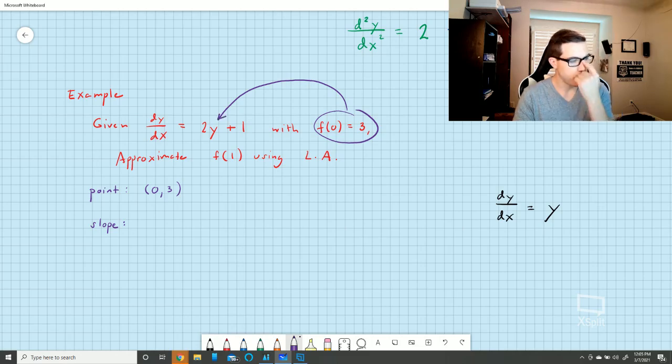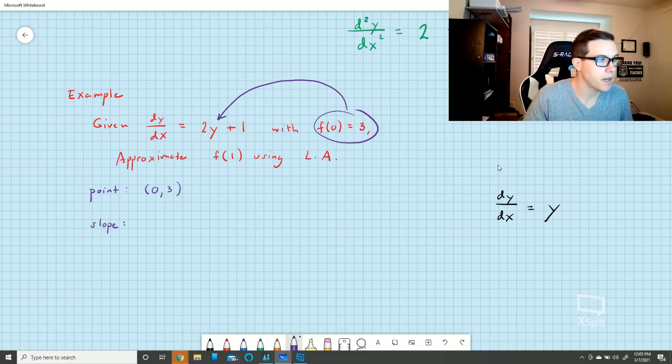But just like we saw with implicit differentiation, this time we're not plugging x in. There's no x to plug in. We plug in y. So 2 times 3 is 6 plus 1 is 7. And now we make our tangent line: y minus the y-coordinate equals the slope times x minus the x-coordinate. And that gives us this tangent line.